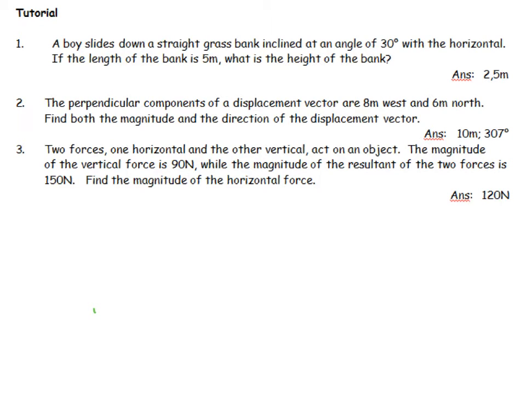A boy slides down a straight grass bank inclined at 30 degrees with the horizontal. Horizontal, 30 degrees, bank. If the length of the bank was 5 meters, so that's the actual length of the bank. This is your bank over here, and that is 5 meters.